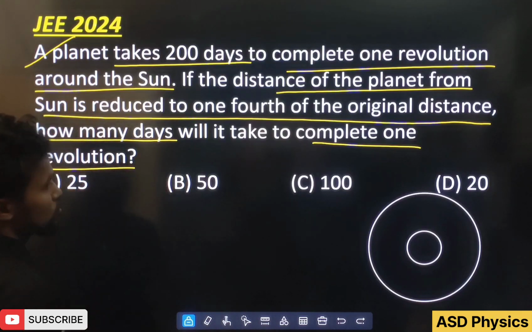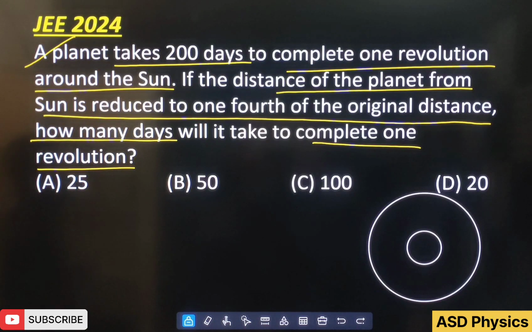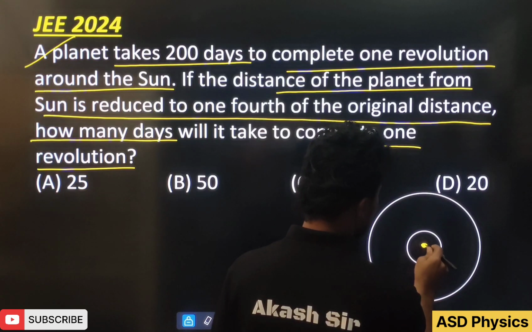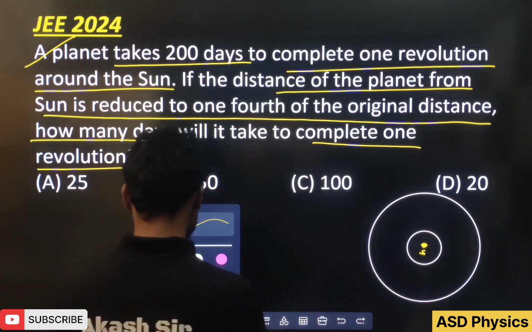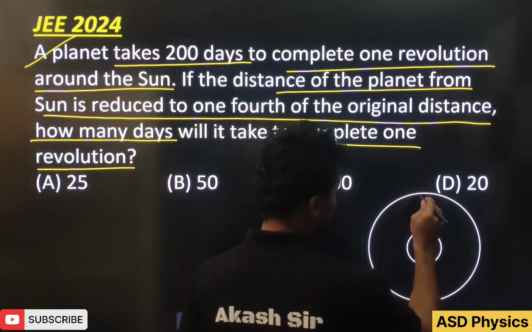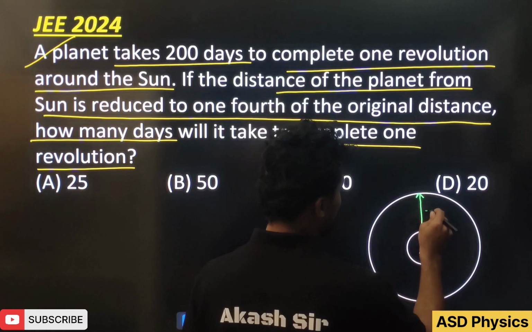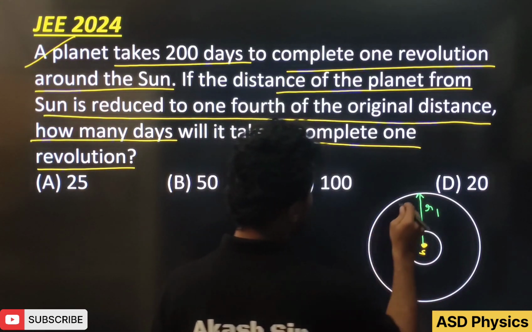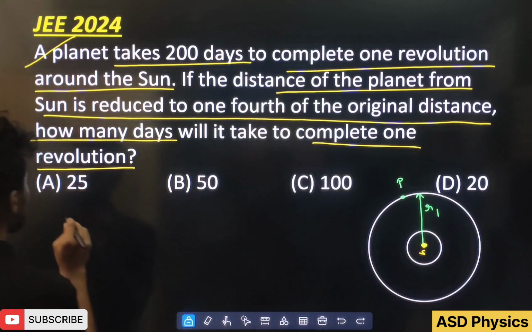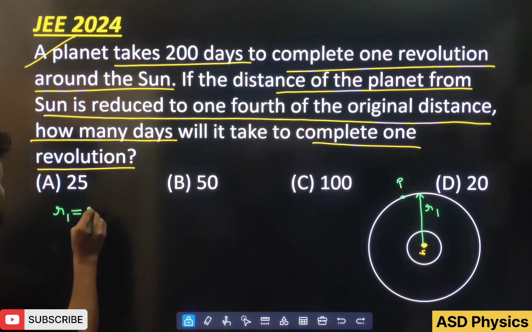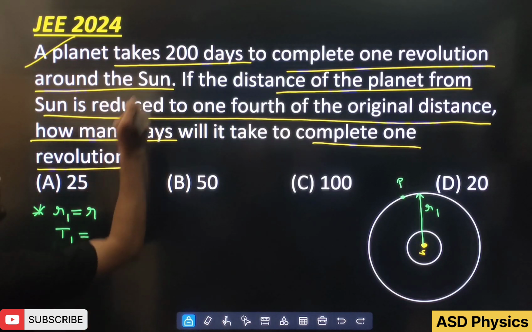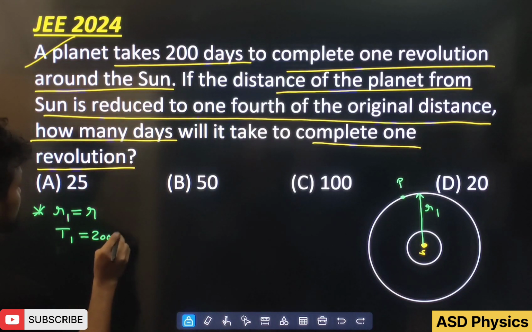Actually, what is happening in this question? In this question, they are decreasing the distance. So students, here for example, this is the sun, and let's take my original orbit as R1 here, and the planet is revolving here, P, at R1. Let's take this R1 as R, and the time period given here is 200 days.